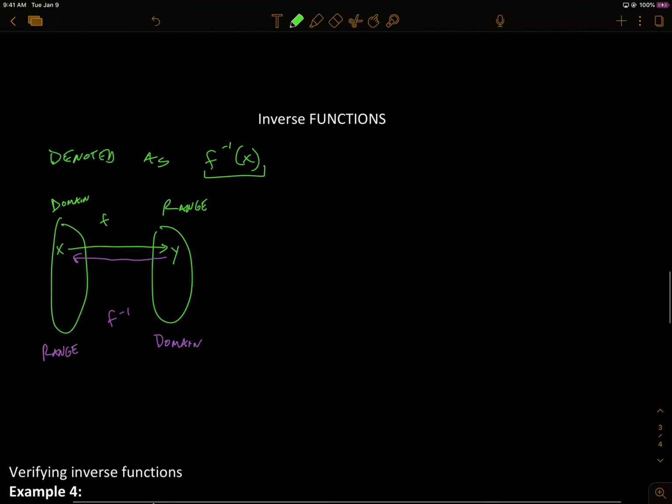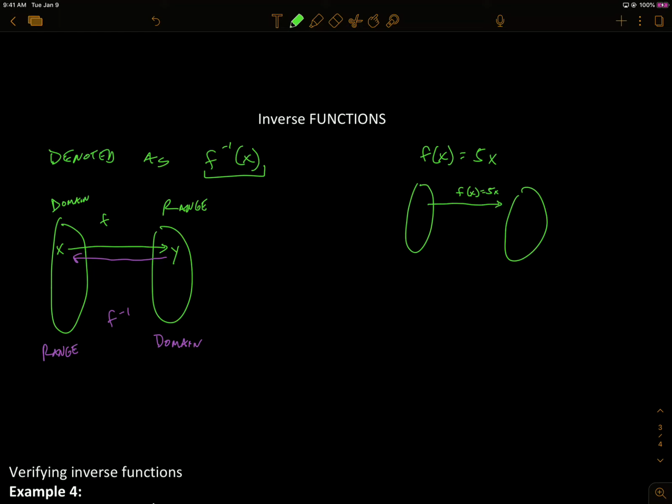Let's do a quick example. I'll think of the function f of x equals 5x. That's a function. So this function maps any value x in the domain to a value of 5x in the range. So if I do a mapping diagram of f, it takes a member from the domain, call it x, and maps it to the range and calls it 5x. All right, so pretty simple.